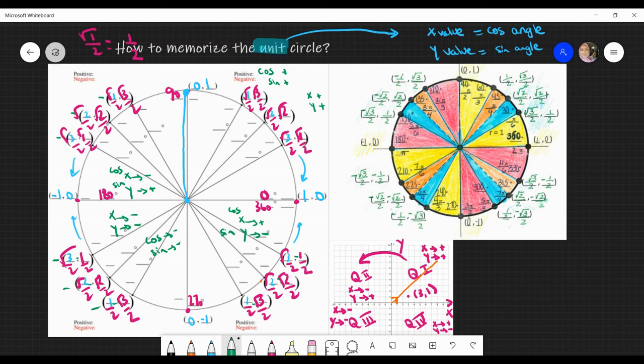So that way we memorized the degrees. We looked at the corner angles. We memorized the sign, positive, negative, of each coordinate in each quadrant. And we memorized the coordinates. One last thing to memorize is the radian.